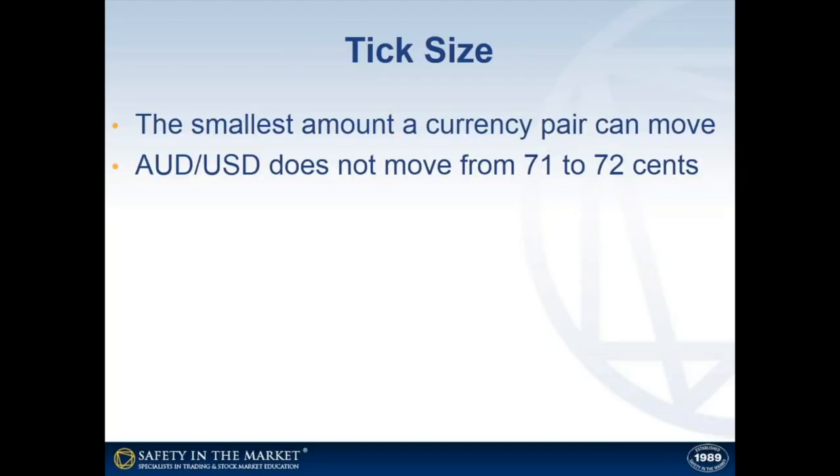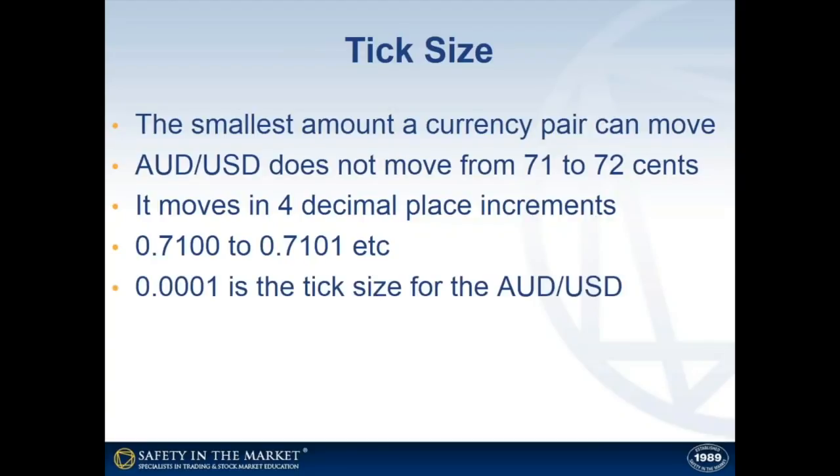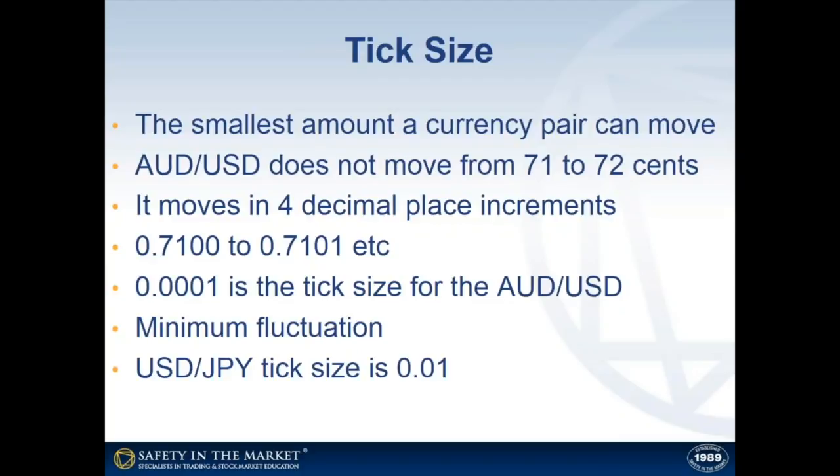That's its minimum amount that it moves. In the currency markets, it's a little bit different. The Aussie dollar US dollar moves in 4 decimal place increments. So it will move from 0.7100 to 0.7101. Okay, so with that in mind, we say that 0.0001 is the tick size for the Australian dollar. That's how it moves. That's its minimum fluctuation. When it's going to move, it moves in 0.0001 increments. If you look at something like the US dollar Japanese yen, the tick size is 0.01.